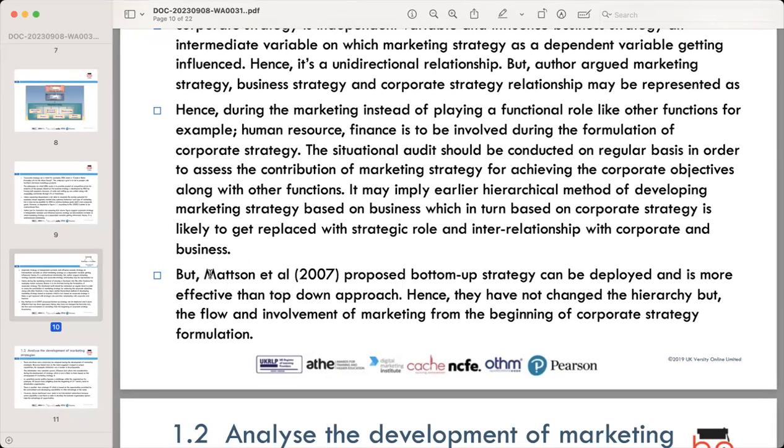According to Madsen, a bottom-up strategy can be deployed and is more effective than top-down approaches. Hence, the hierarchy has not changed, but the flow and involvement of marketing from the beginning of corporate strategy formulation has. Madsen advocates a bottom-up strategy, which involves marketing from the beginning of corporate strategy formulation. This approach does not discard the hierarchy, but reshapes the flow and engagement of marketing in strategy development. Any questions so far, or any comments if anyone is there?